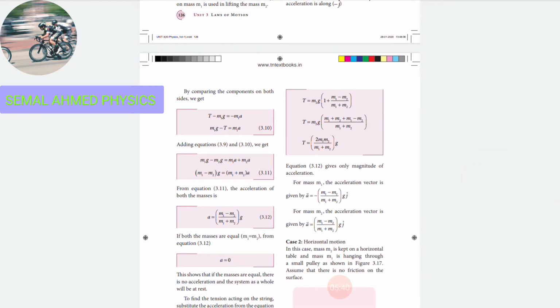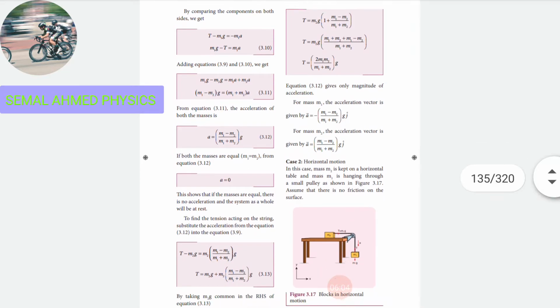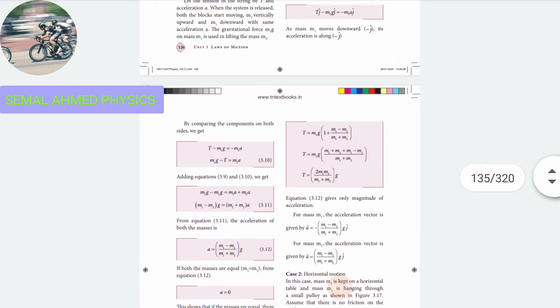Now this equation 4 we write here as 3.12. If both the masses are equal, then the acceleration becomes 0, no acceleration. Both will be retained in the same position. To find the tension acting on the string, substitute the acceleration from equation 3.12, that is equation 4, into equation 3.9, that is equation 1.